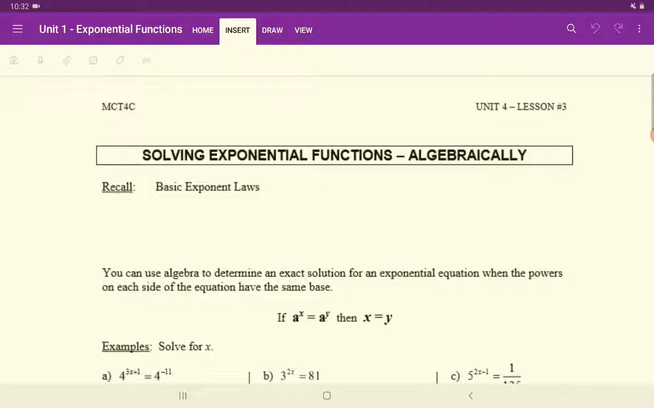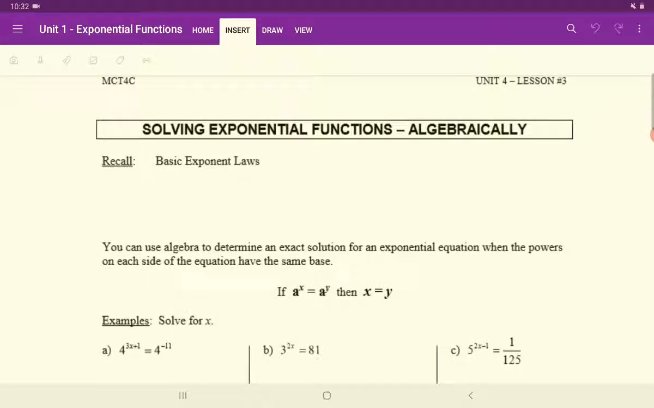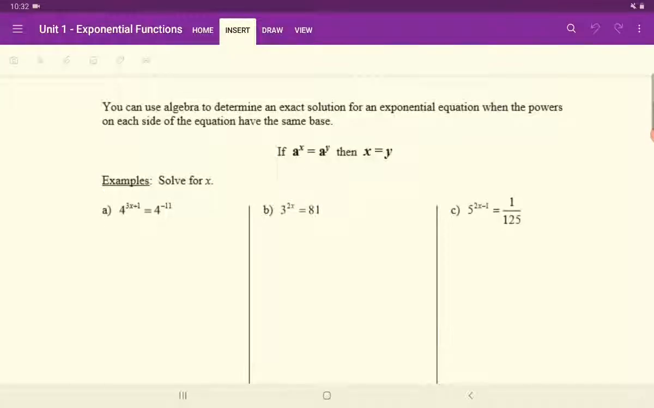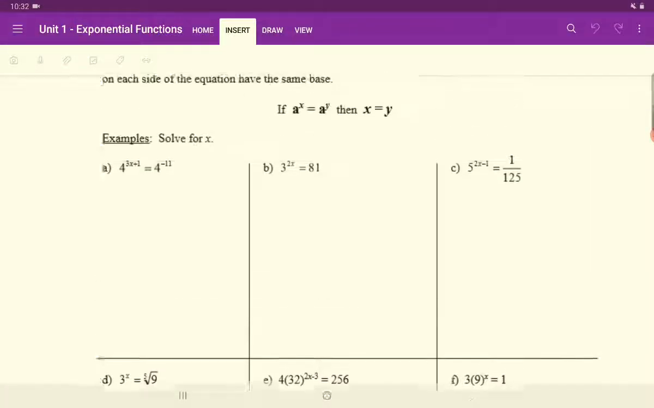I showed you the technology portion of it first because I think it gives you a good visualization of what it means to solve two exponential equations. You're looking for the point of intersection, which is a common point between the two curves. Okay, so let's get right into this. I will do all of these examples here with you.